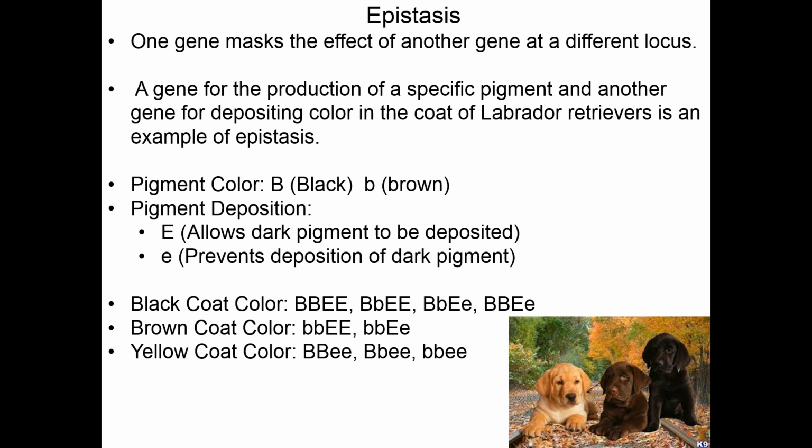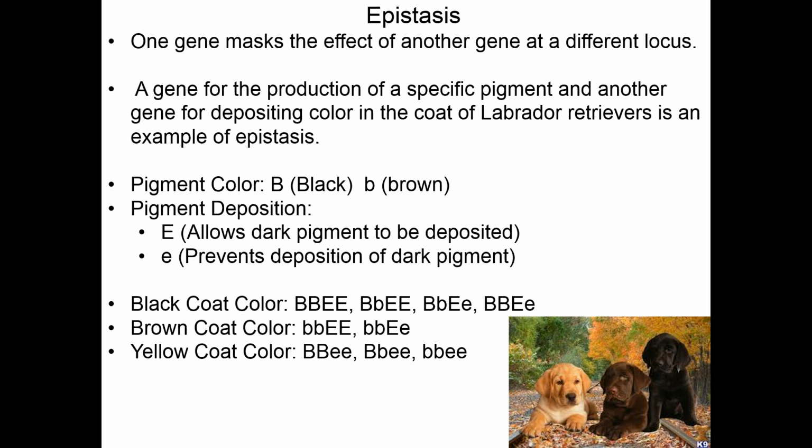So here you have either pigment color. You have a dominant black allele or a recessive brown allele. So that's a gene for pigment color. You have a separate gene that's involved in actually taking that pigment when it's produced and depositing it into the hair follicle. Here the dominant allele allows for this dark pigment to be deposited. The recessive allele prevents the pigment from being deposited in the hair follicle.